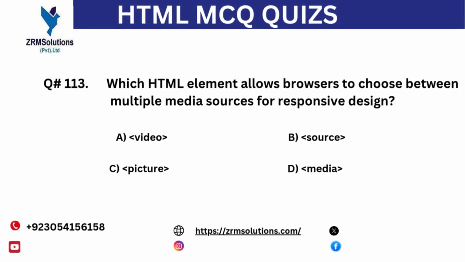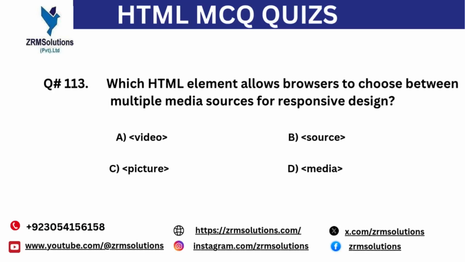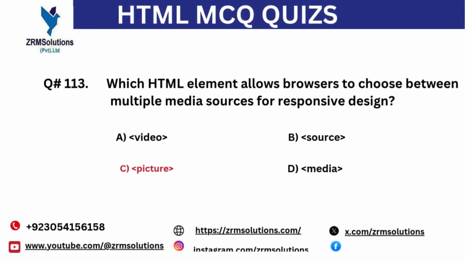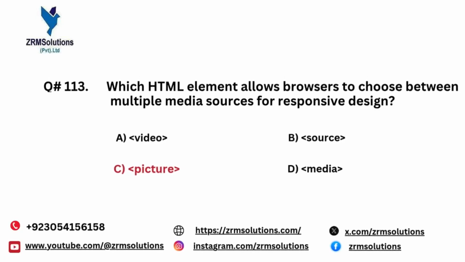Which HTML element allows browsers to choose between multiple media sources for responsive design? Option A, <video>. Option B, <source>. Option C, <picture>. Option D, <media>. The correct option: C, <picture>.